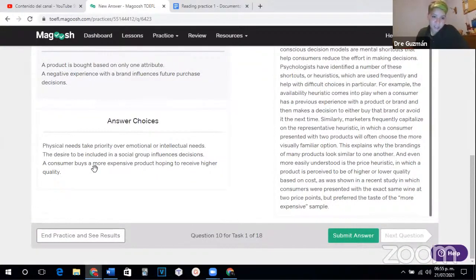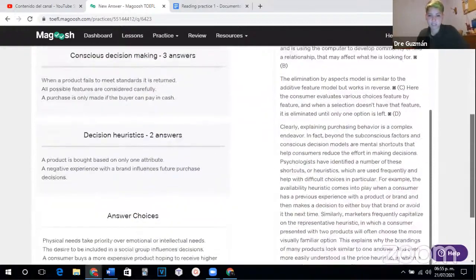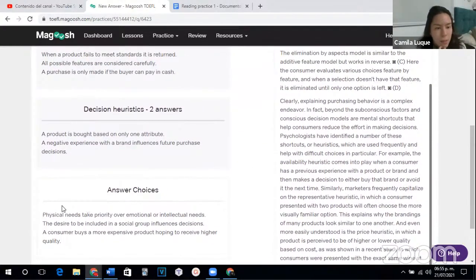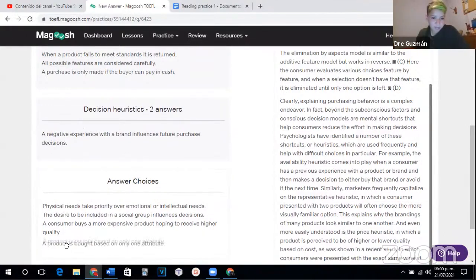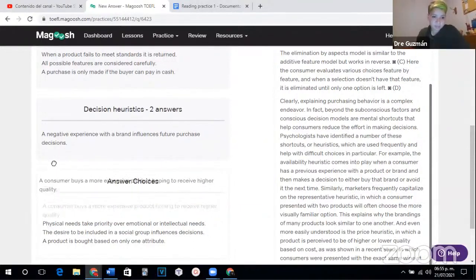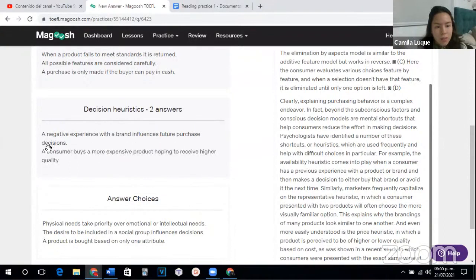And the other two would be the desire to be included in a social group setting influences decisions, and consumer buys a more expensive product hoping to receive higher quality. Do you think we could replace any of those? Yes, the decision heuristics, the first one that says a product is built based on only one attribute, it could be replaced by the last one. So this one, lo votamos. Yeah, I think. And a consumer buys more than it's better, and even in the paragraph we can find an example for that due to a wine, I think. Yeah, exactly. It gives an example. So if it mentions it directly in the text, then yes. Any other change we could make?